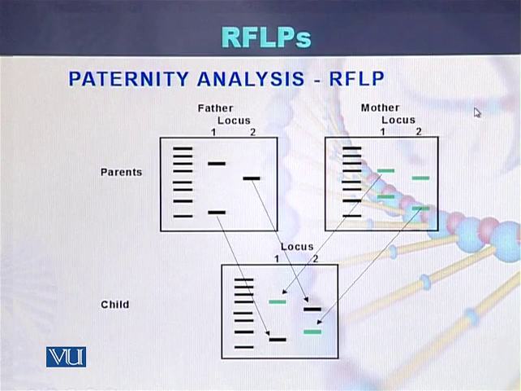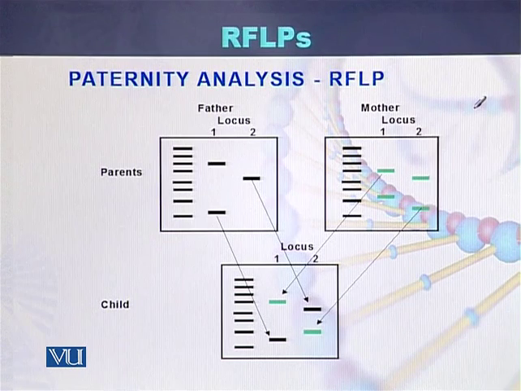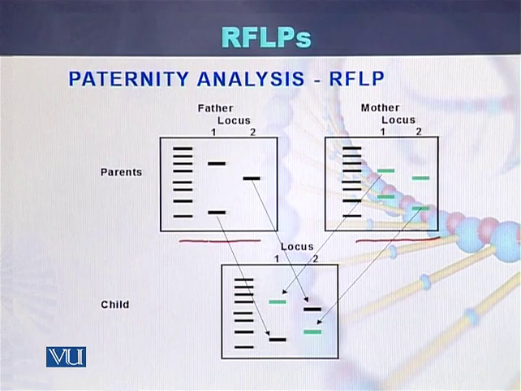Here is another example of RFLP. We can see how the DNA or the alleles are transferred from the parents to the offspring. So this is the DNA of the mother. These are the bands, or the banding pattern, of the DNA of the father.